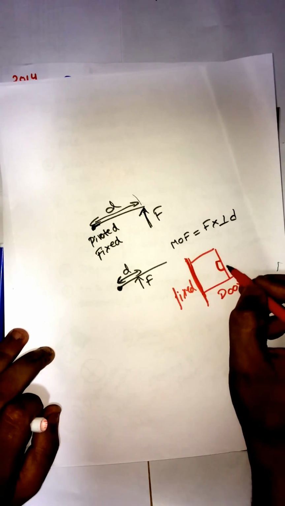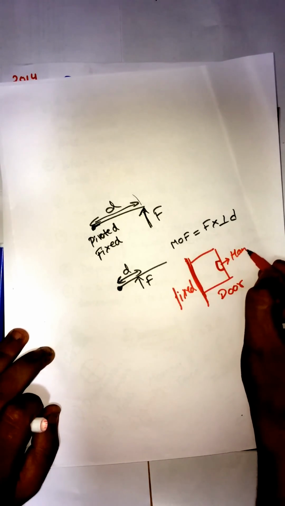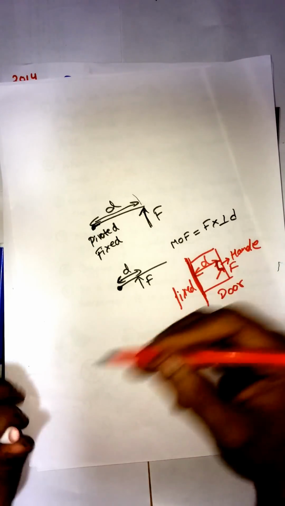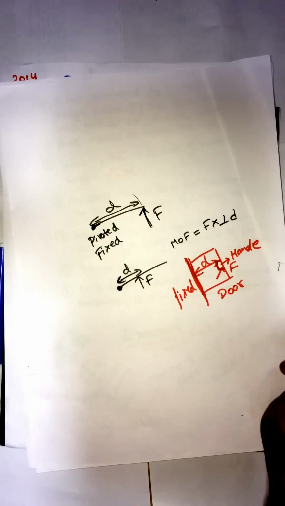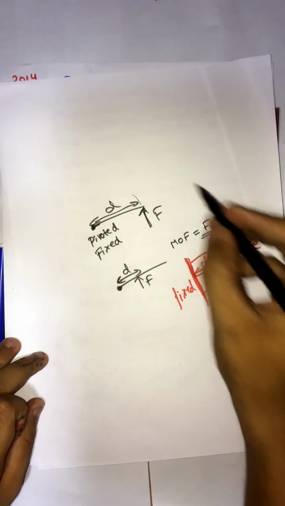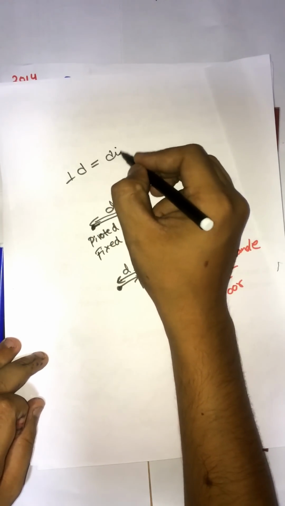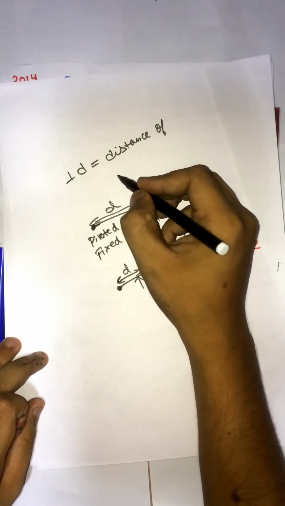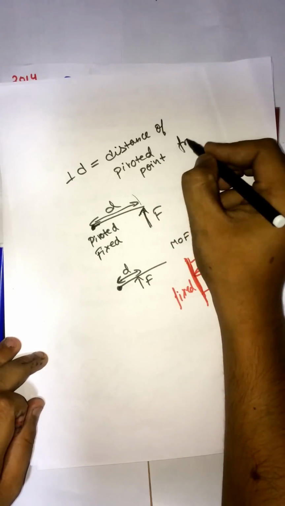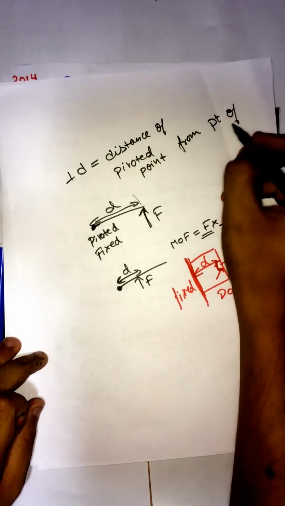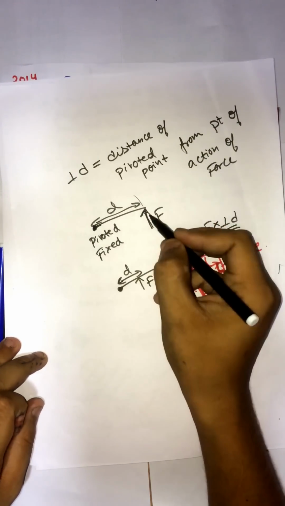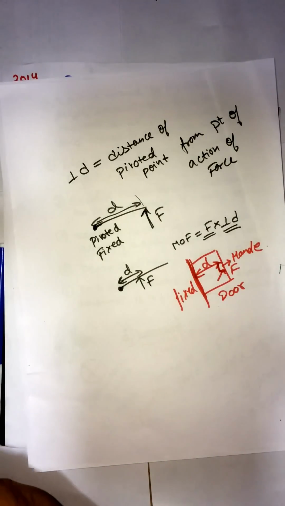This end of the door is fixed, and over here is the handle. So we apply force over here so that the distance is large. If the distance is large, the force required to open the door will be less. So it depends upon force and it depends upon the perpendicular distance. And what is this perpendicular distance? Distance of the pivoted point, where the body is fixed, from the point of action of force. Okay, this is the pivoted point and this is the point of action of force.